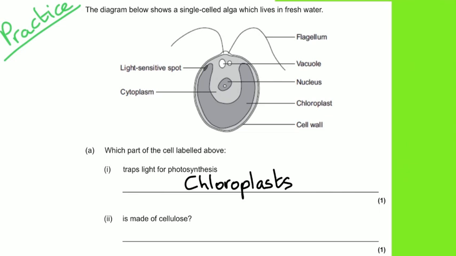Okay, it makes you try and think that the light sensitive spot might be used for trapping the light. But if it's just light sensitive, that just means it's going to detect where the light is. It's going to help our algal cell move to where it's going to be nice and bright for that chloroplast to absorb the sunlight. Okay, and which part is made of cellulose? For that one, it's going to be the cell wall. Cell walls in types of plants and bacteria tend to be made of cellulose.